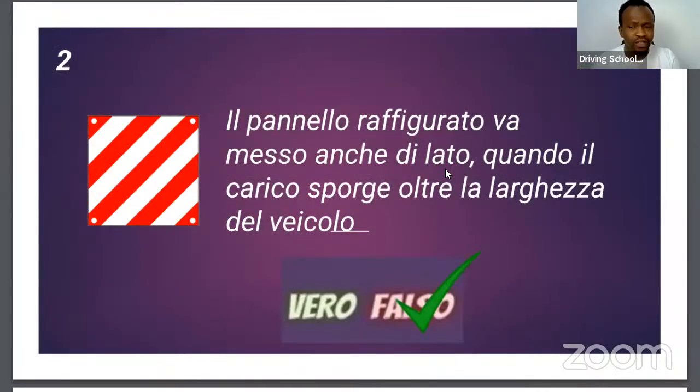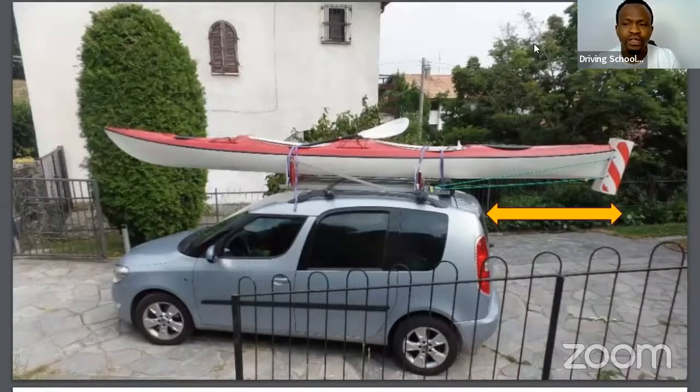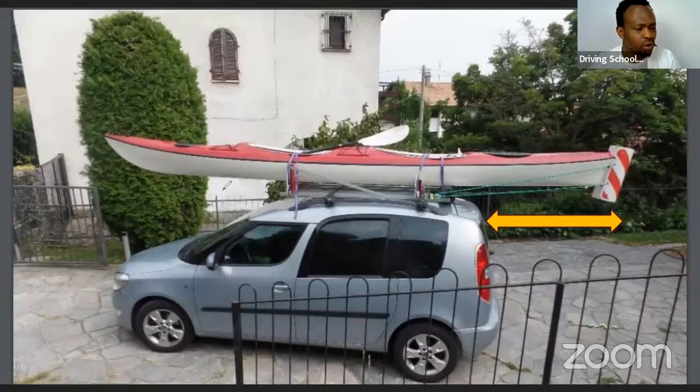For those of us in our WhatsApp Zoom meeting, the last time we saw how to calculate this size. Because you can't just carry any load on top of your car. There are some lengths, some measurements that you need to respect. But we can't do that today because I think we did that.